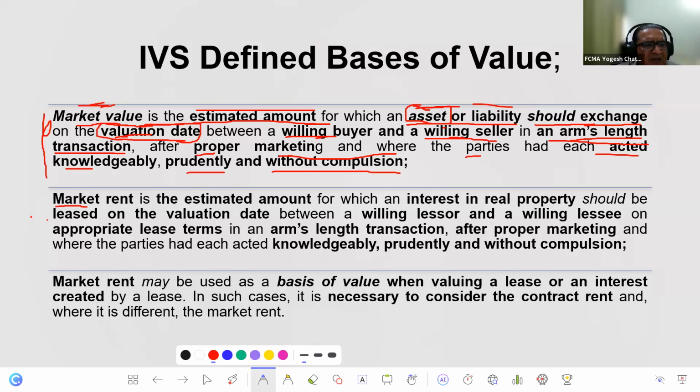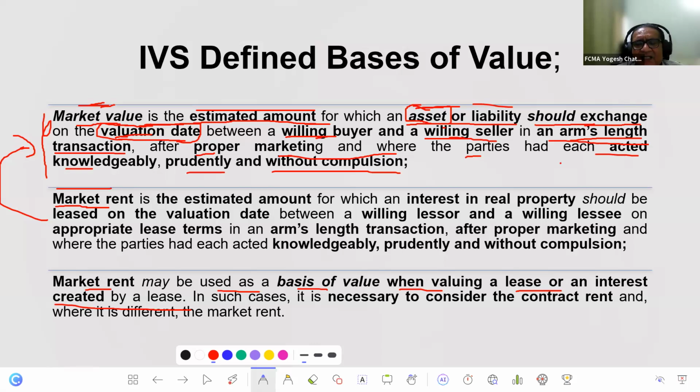Market rent. The meaning of market rent is similar to the meaning of market value. The only difference is that market rent is used as a basis of value when valuing a lease or an interest created by a lease. So for a leasehold transaction, as we all are aware, the lease rental is determined based on the market value of the asset, the market value of the leasehold property.